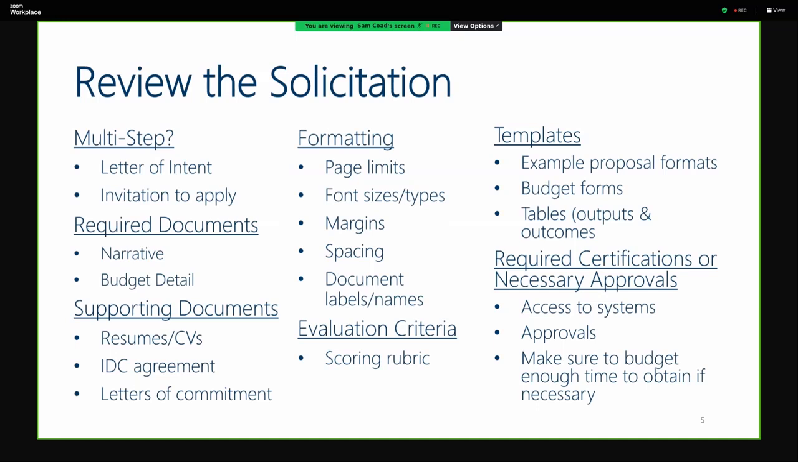And then after you've reviewed your eligibility criteria, you want to review the solicitation in detail. You want to make sure if there's a letter of intent required, that you have the dates written down for those and you allow ample time to submit those. Because if you forget to submit the letter of intent or neglect to receive an invitation to apply, you can put together a whole proposal, but if you miss that step, then it's not going to matter.